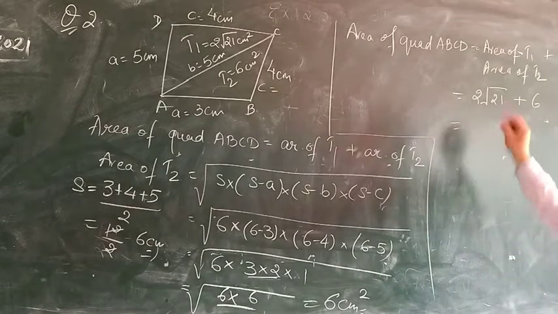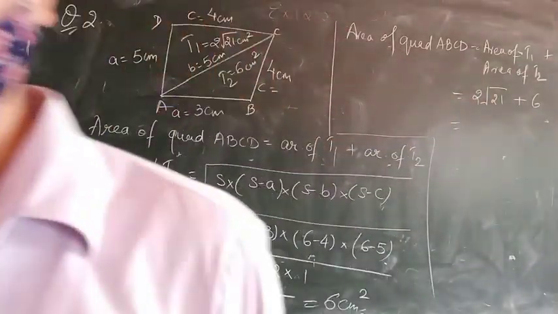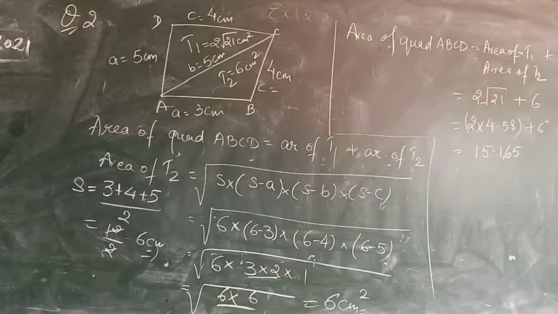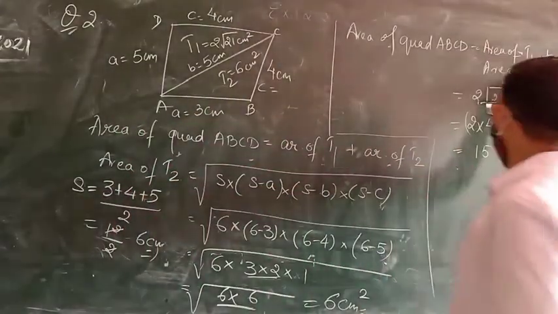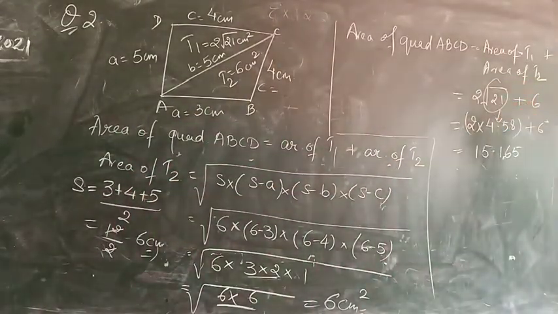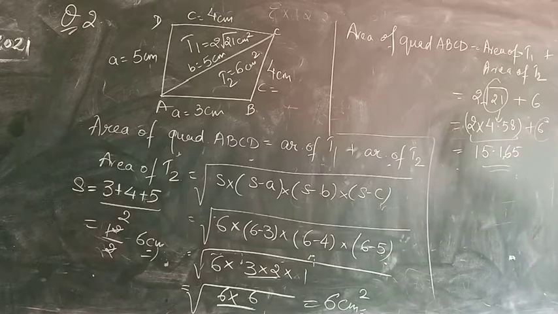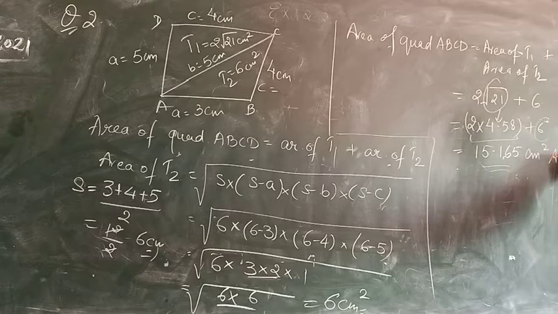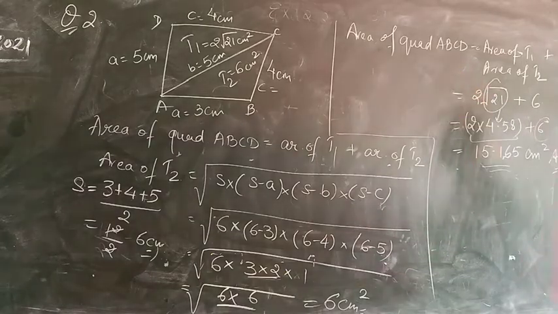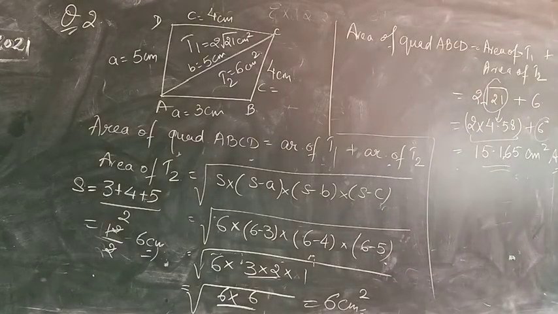Now you can calculate root 21. So the value of root 21 is 4.58. Multiply 2 with 4.58 plus 6, you will get 15.165. This is the approximated value. This much centimeter square is the approximated value of area of quadrilateral ABCD. Any doubt?